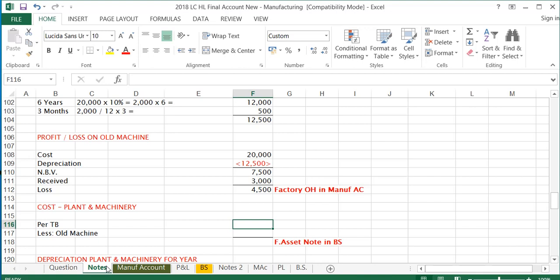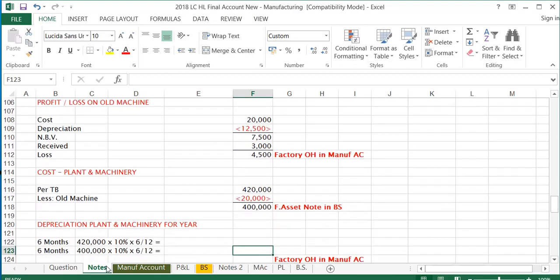The cost of plant and machinery from the trial balance. So I can see the cost of plant and machinery at the top of the trial balance is 420,000. And I just take away the cost of the machine that I sold, which was 20,000. Which leaves me with 400,000, and that will go as a fixed asset note in the balance sheet.